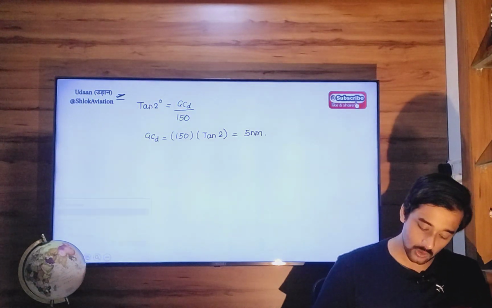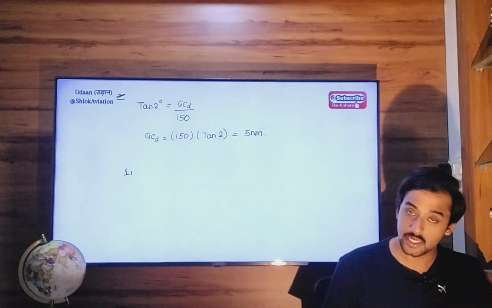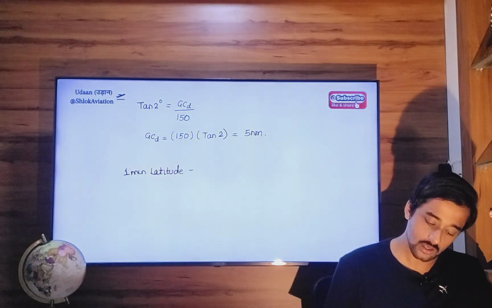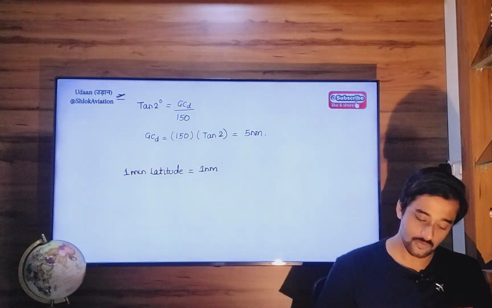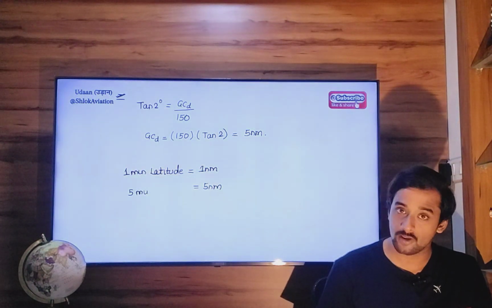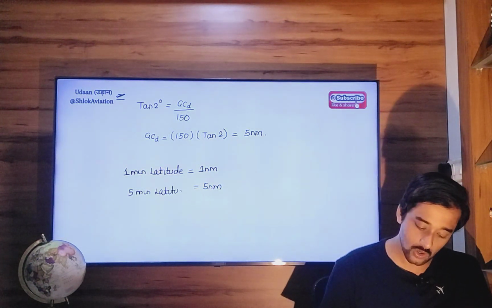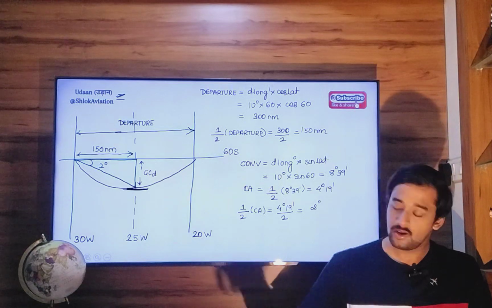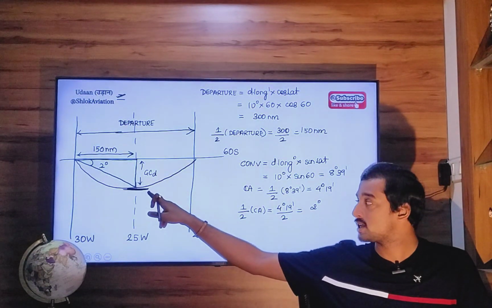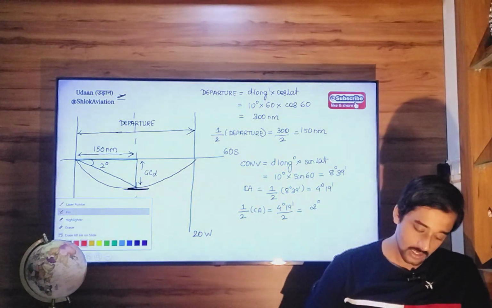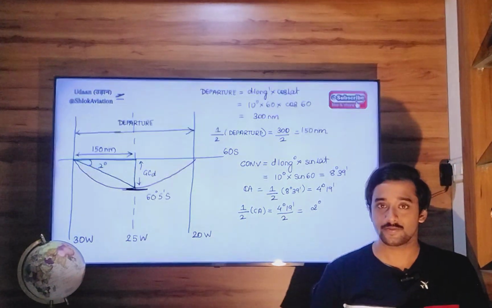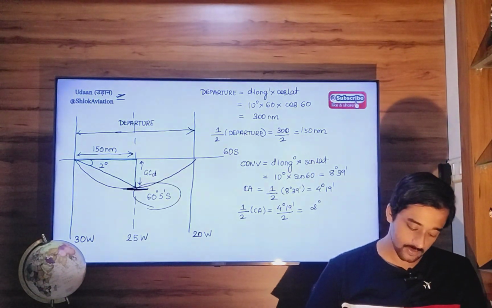Now we all know this rule that 1 minute of latitude equals 1 nautical mile. So 5 nautical miles will be equal to how many minutes of latitude? 5 minutes of latitude. So we are at 60 degrees south. When we travel southwards, the latitude value will increase and this latitude will be equal to 60 degrees 5 minutes south latitude. So this is your answer.